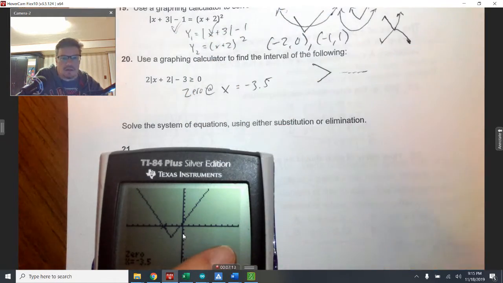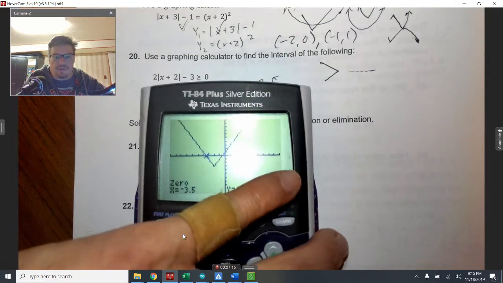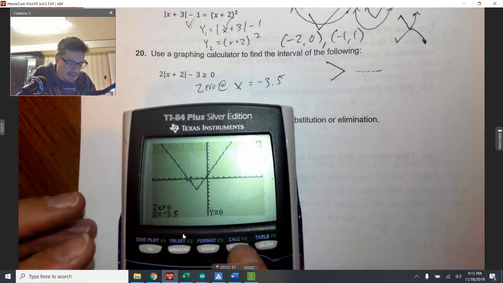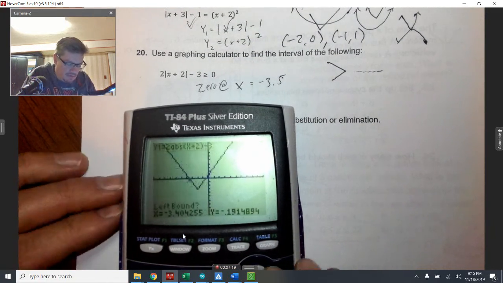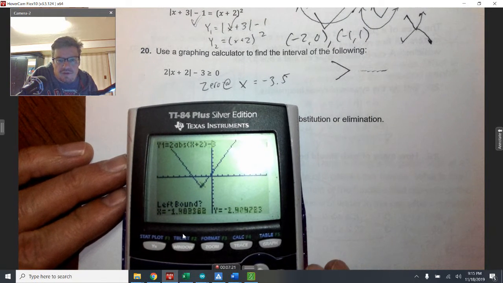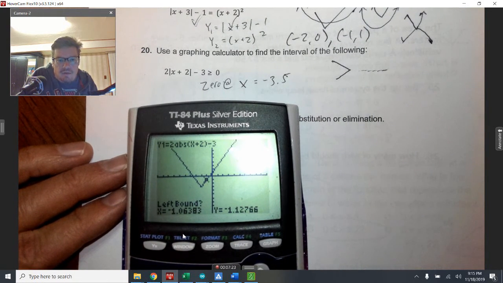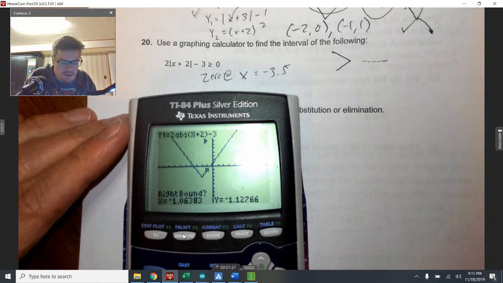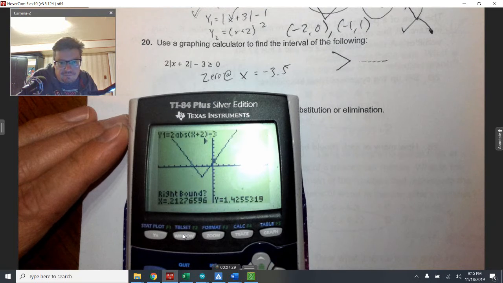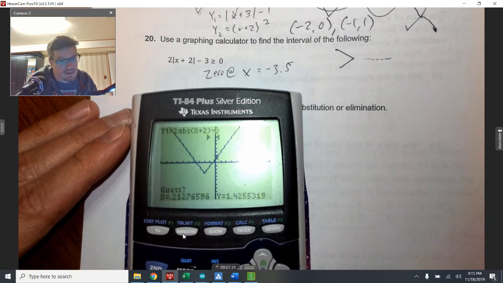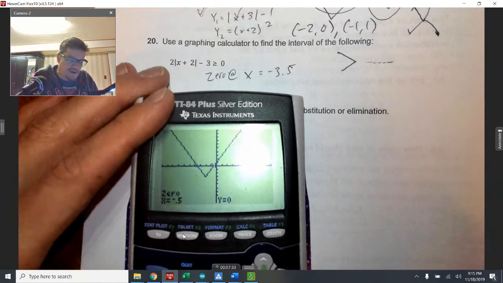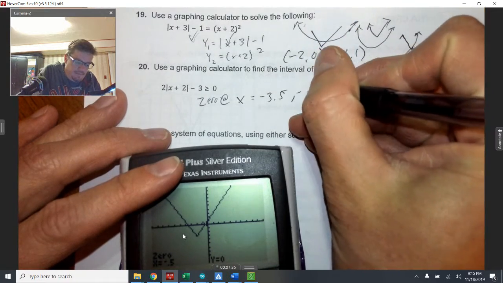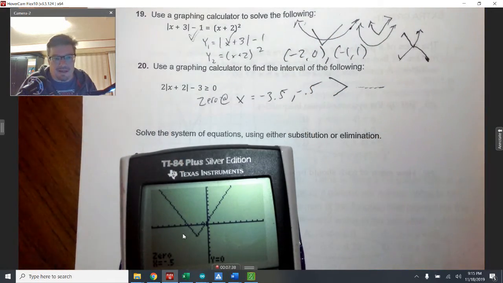Okay, now I have another one. So I'm going to go second calc, go to zero. But now I'm going to move closer to this guy. I'm going to go to the left of that 0, somewhere in there. Hit enter. Then I will move to the right of it. Hit enter. Then I will just hit enter for guess. Negative 0.5. All right, but I'm not done.